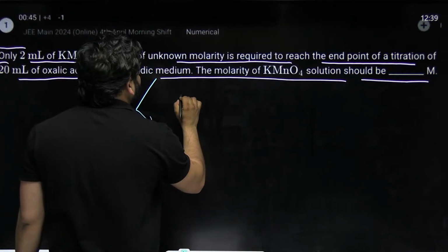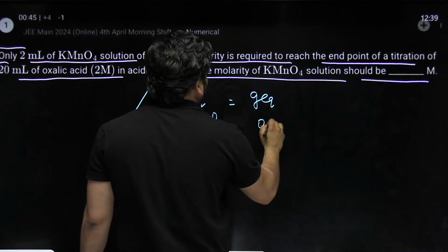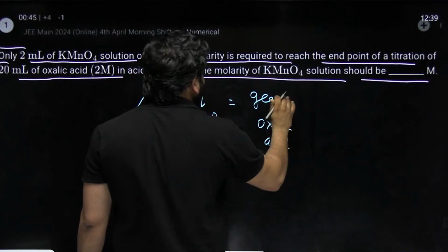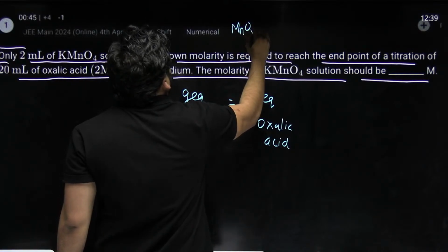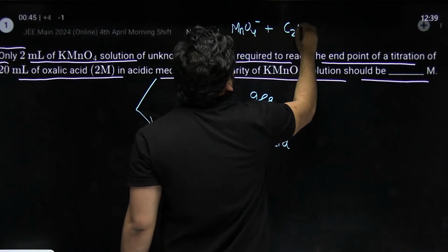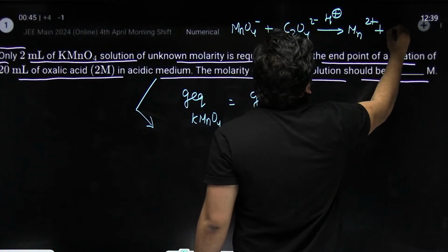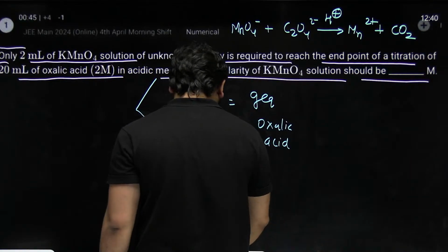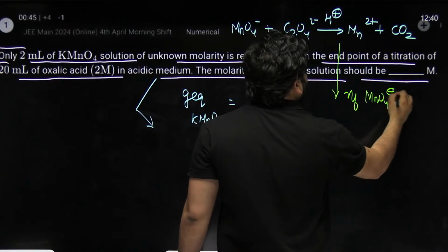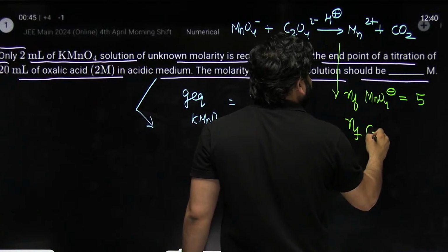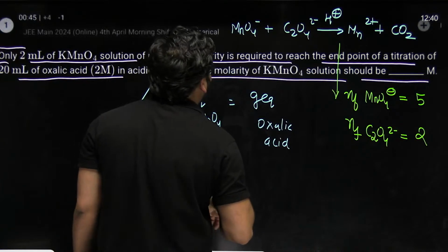Molarity of KMnO4. So do one thing. Gram equivalent of KMnO4 must be equal to gram equivalent of oxalic acid. And you must know this is not an acid-base reaction. This is a redox reaction. How does the reaction work? MnO4 minus reacts with oxalic acid C2O4 2 minus in acidic conditions, yielding Mn2 plus and CO2. The n factors are known to us. In this reaction, the n factor of KMnO4 is 5 and the n factor of C2O4 2 minus, or oxalic acid, is 2.